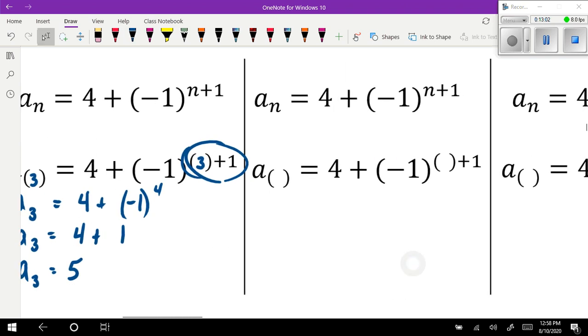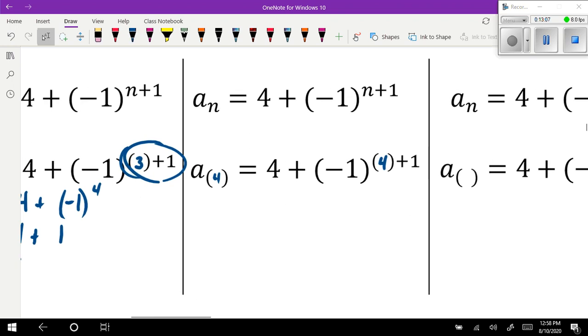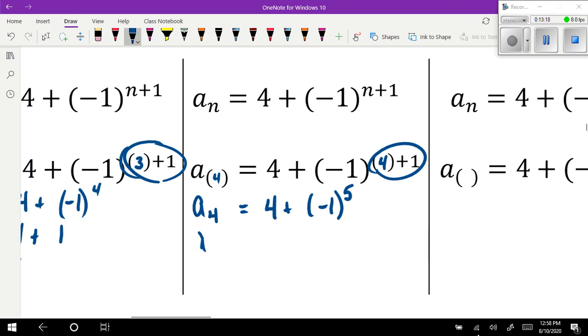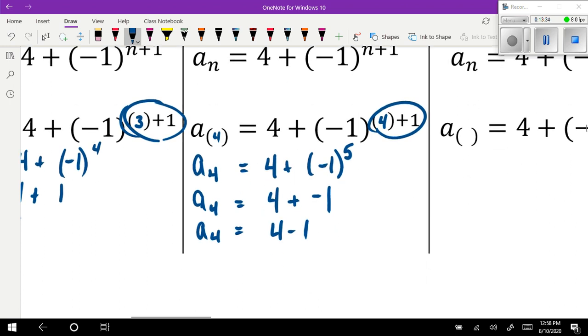Now it's time for a sub 4. So I'm going to put a 4 anywhere I see my n. This is going to be a sub 4 is equal to 4 plus negative 1 to the what? This is to the 5th. So a sub 4 will equal 4, and this is going to be plus a negative 1, but it's just going to be, again, 4 minus 1. And what's 4 minus 1? Right back to what it was a few minutes ago. My a sub 4 is actually equal to 3 again.